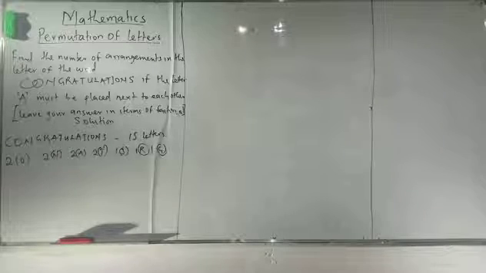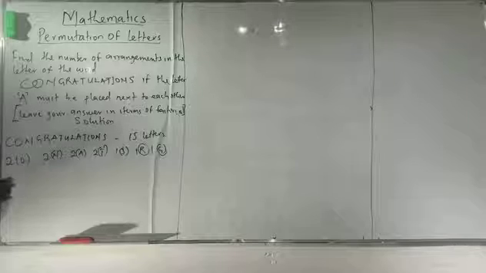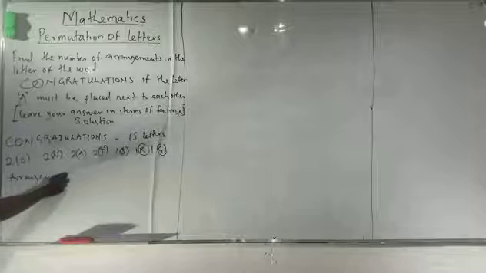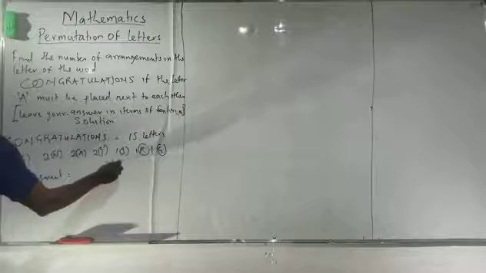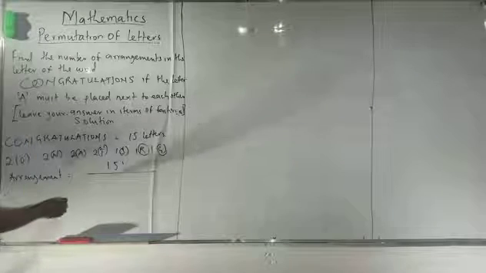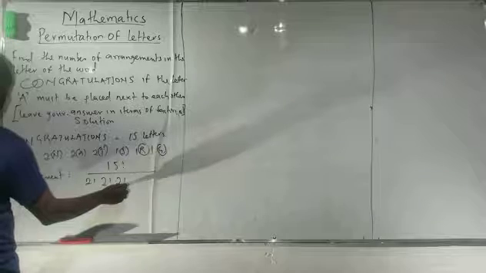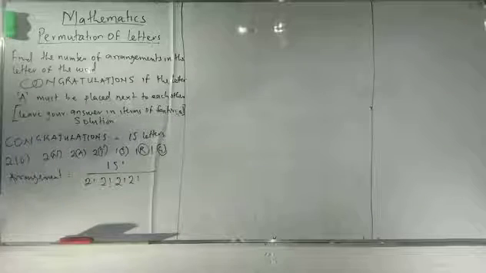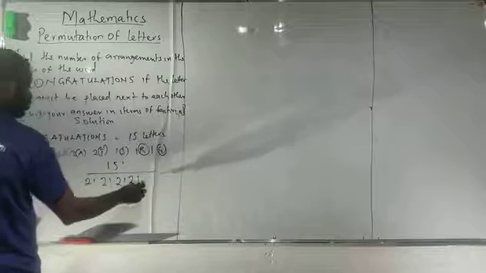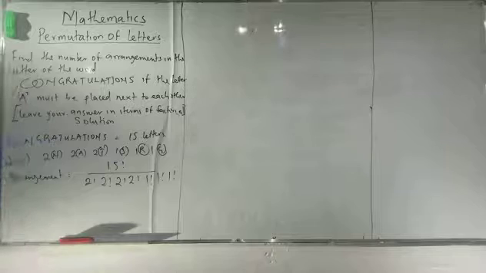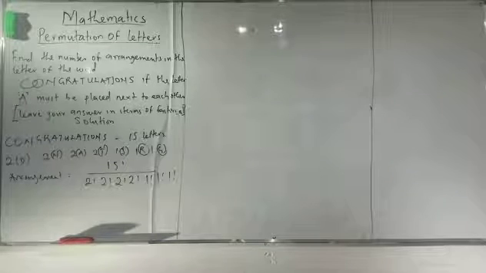Now, the arrangement will be equal to 15 factorial divided by what? 2 factorial, 2 factorial, 2 factorial, 2 factorial, and the others will be what? 1 factorial, 1 factorial, 1 factorial. Yes, because the instruction is to leave the letters in that order. Now, that is the normal arrangement.